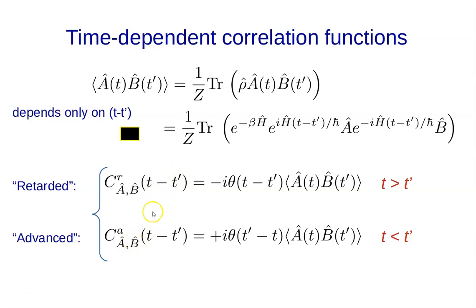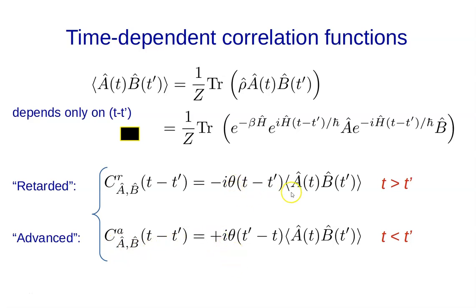Okay, now for completeness, I also need to be able to define the correlation function for t minus t' having negative values. And that's the so-called advanced correlation function, when t' is larger than t. So I evolve B up to a time that is larger than the time at which I evolved A. So A is probing things that happened before the time where B is probing. So that's what we call the advanced correlation function.